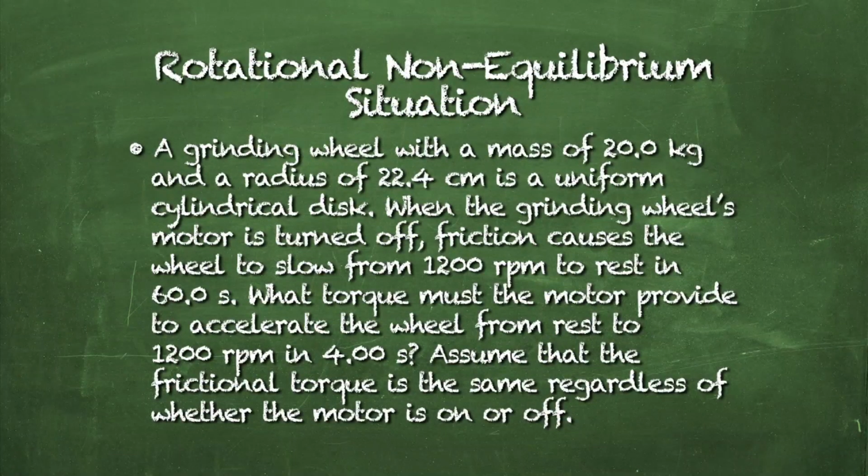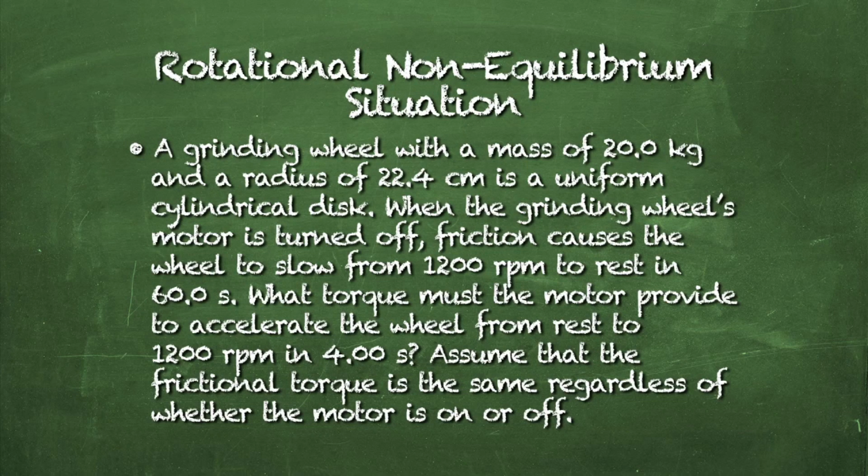Let's work another example. A grinding wheel with a mass of 20 kilograms and a radius of 22.4 centimeters is a uniform cylindrical disc. When the grinding wheel's motor is turned off, friction causes the wheel to slow from 1200 RPM to rest in 60 seconds. What torque must the motor provide to accelerate the wheel from rest to 1200 RPM in 4 seconds? Assume that the frictional torque is the same regardless of whether the motor is on or off.